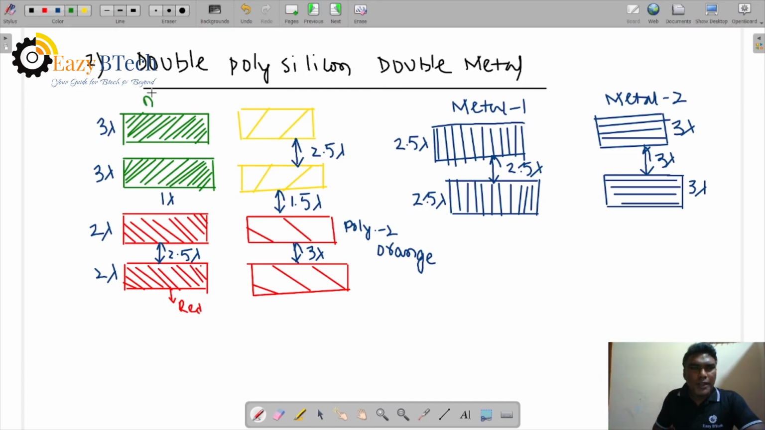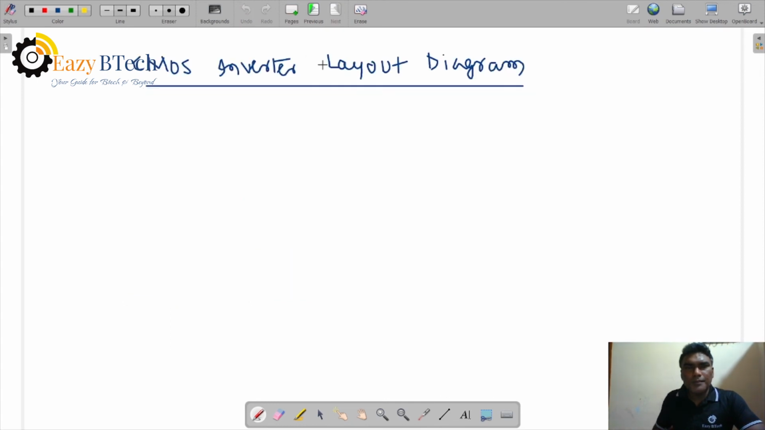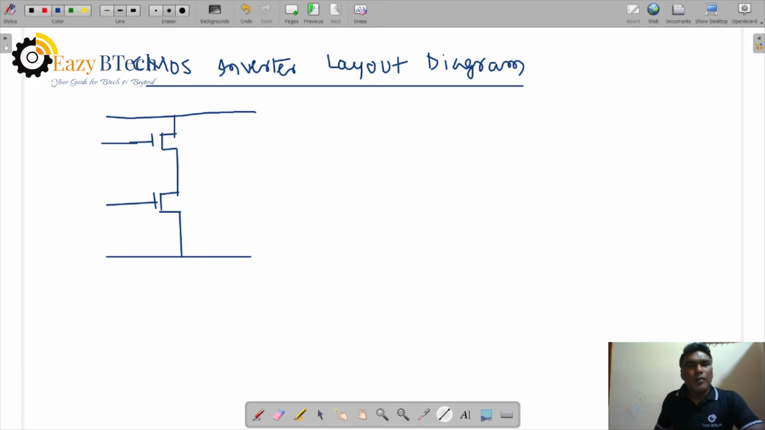Now N plus diffusion is green. And P plus diffusion is yellow color. So CMOS inverter means PMOS and NMOS. Right. Let us draw the circuit diagram and layout diagram. The above pull-up transistor is PMOS, and below pull-down transistor is NMOS. Both are enhancement type, but common input is applied in CMOS.